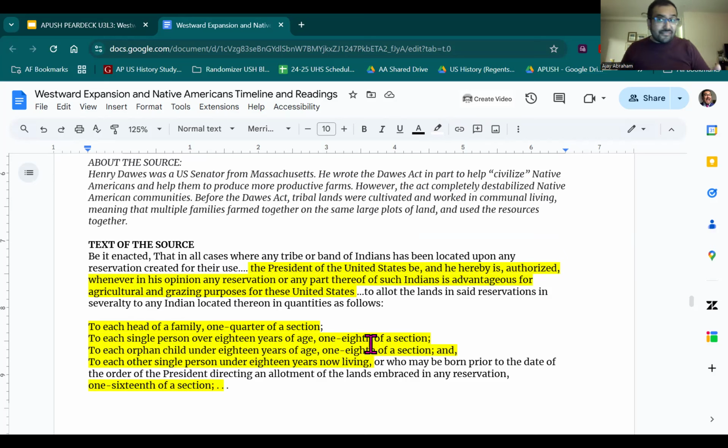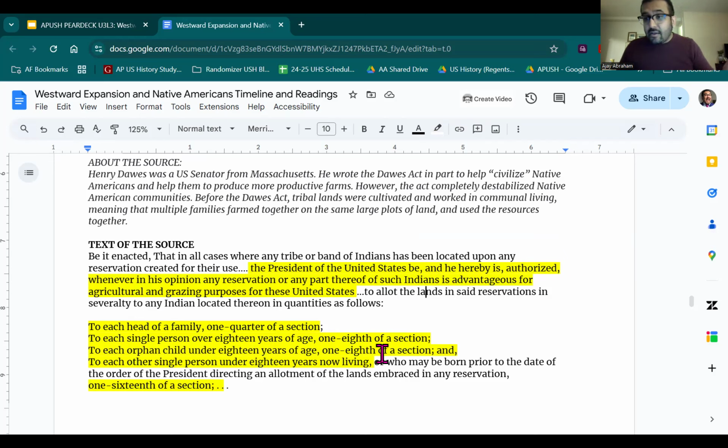So let's say this is a family with three brothers in it. Those three brothers are going to get 1/8 of the remaining if they're over 18. Let's say two of them are over 18. So they'll get 1/8 of the section. So 1/4 of the section is going to go to the head of the family. 1/4 is going to go to those two brothers that are over 18 years old. If there's an orphan that's under 18, they'll get 1/8.